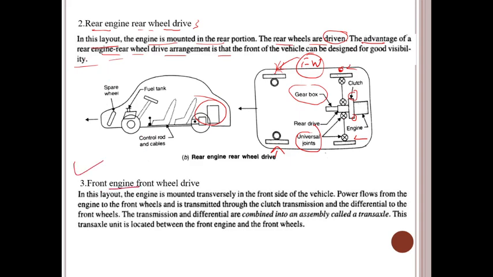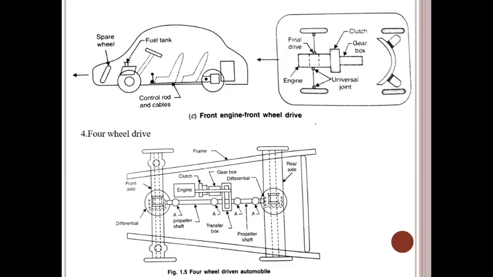Now third is front engine front wheel drive. In this layout, the engine is mounted transversely on the front side of the vehicle. If you observe here, this is the front side, and the engine will be located on the front side. This is the engine, clutch, gearbox. There is the propeller shaft, transfer box, propeller shaft, differential, frame and chassis in these designs. Final drive, clutch, gearbox, universal joints. These are the locations.